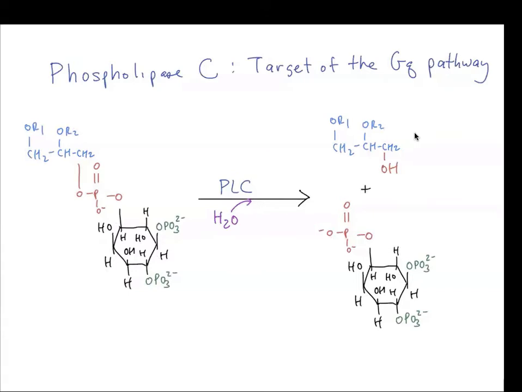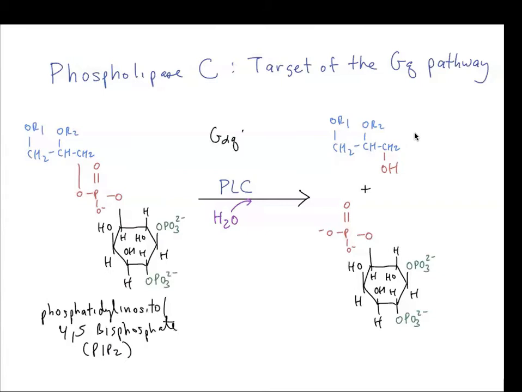So what we would do if we were going to name this is we would call this phosphatidyl inositol 4,5-bisphosphate. And the common abbreviation for this is PIP2. Now what phospholipase C is going to do is when it's activated by the active GQ protein, we have G alpha Q bound to GTP, right? This is the active form of the G protein. That's going to activate this enzyme phospholipase C.